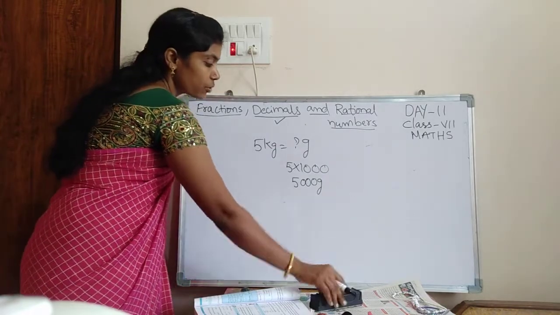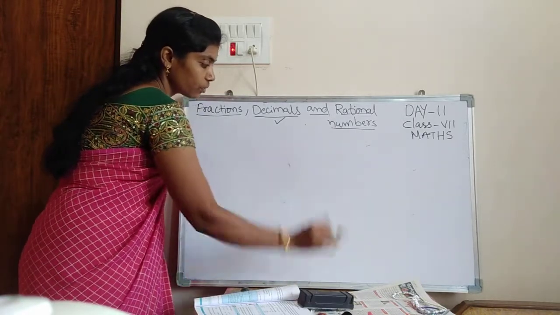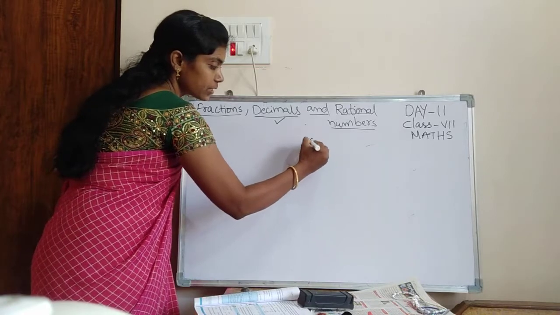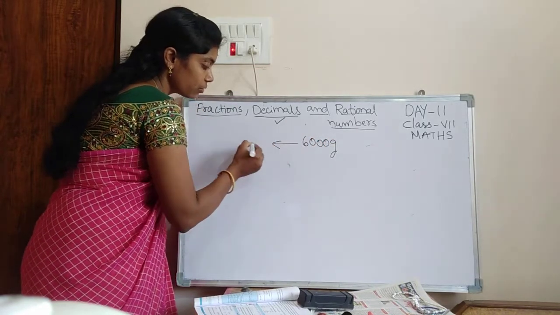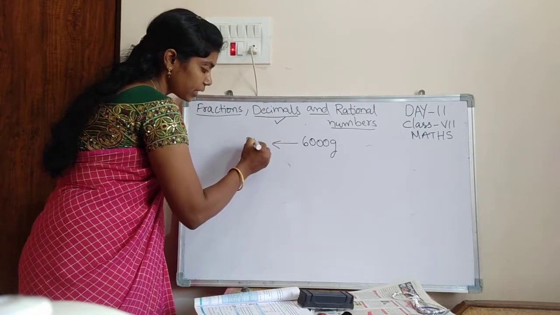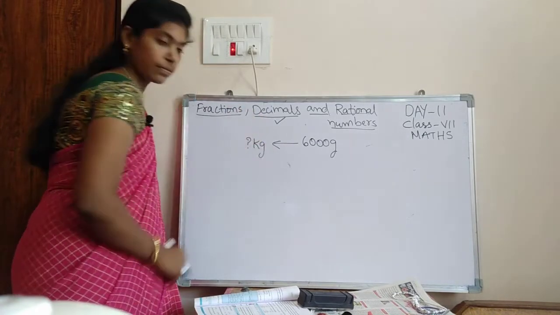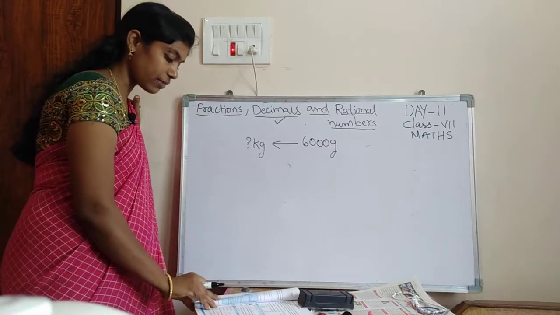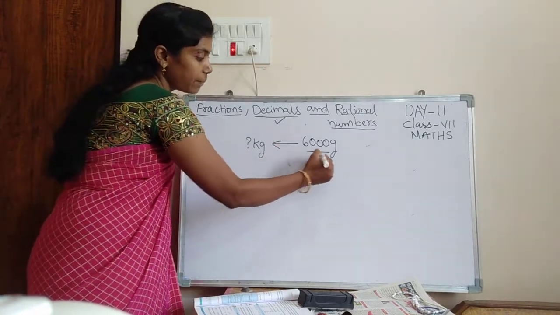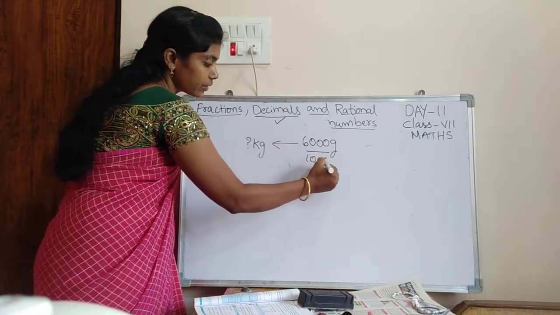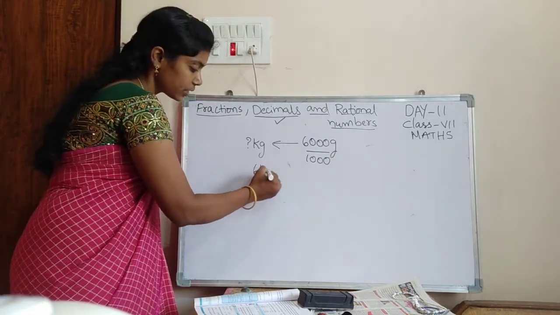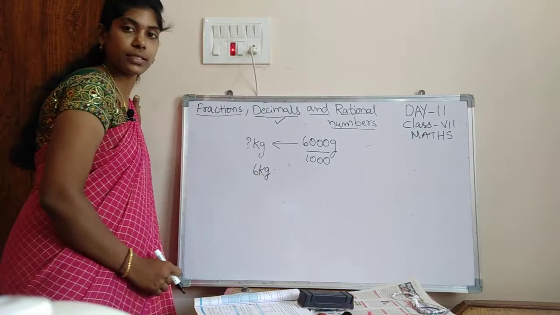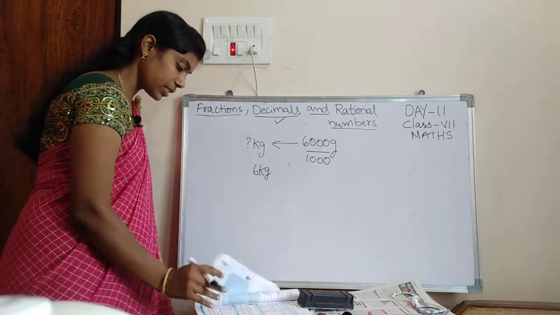So I'll ask the opposite of this one. 6000 grams is equal to how many kgs? Now your answer will be, you will divide by 1000. What will you get? 6 kgs. That's it. Your answer is completed.